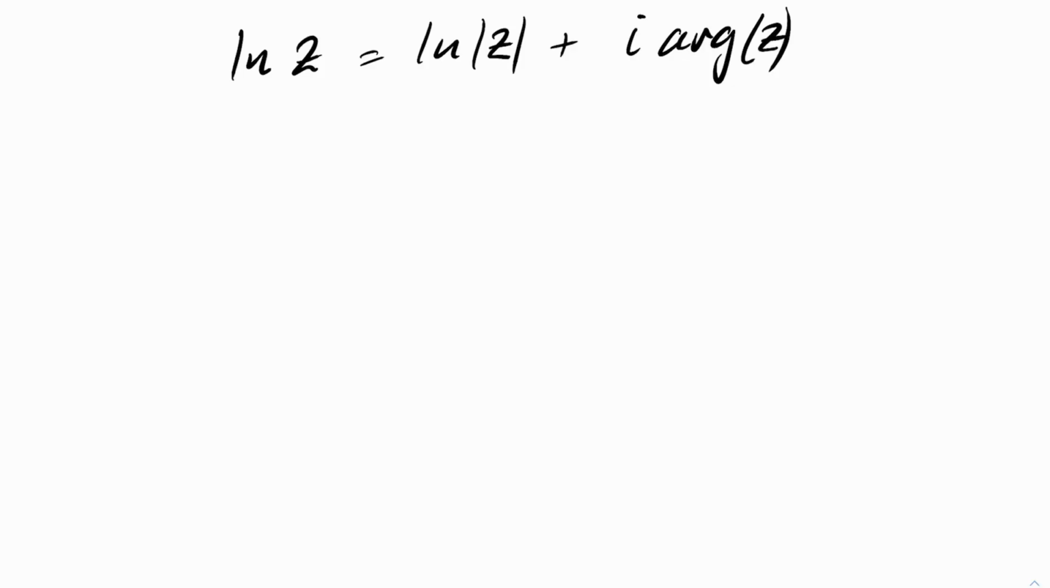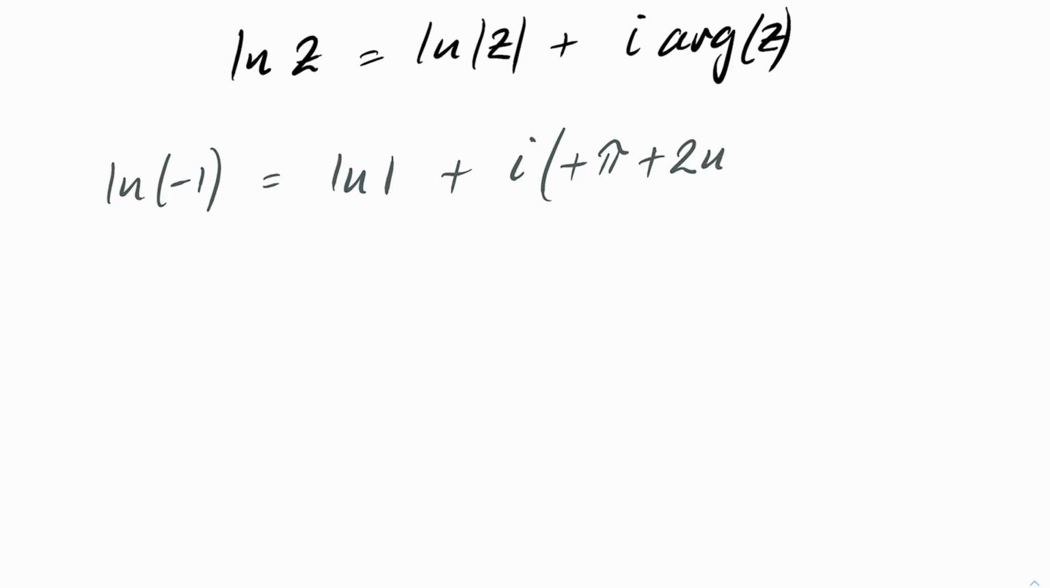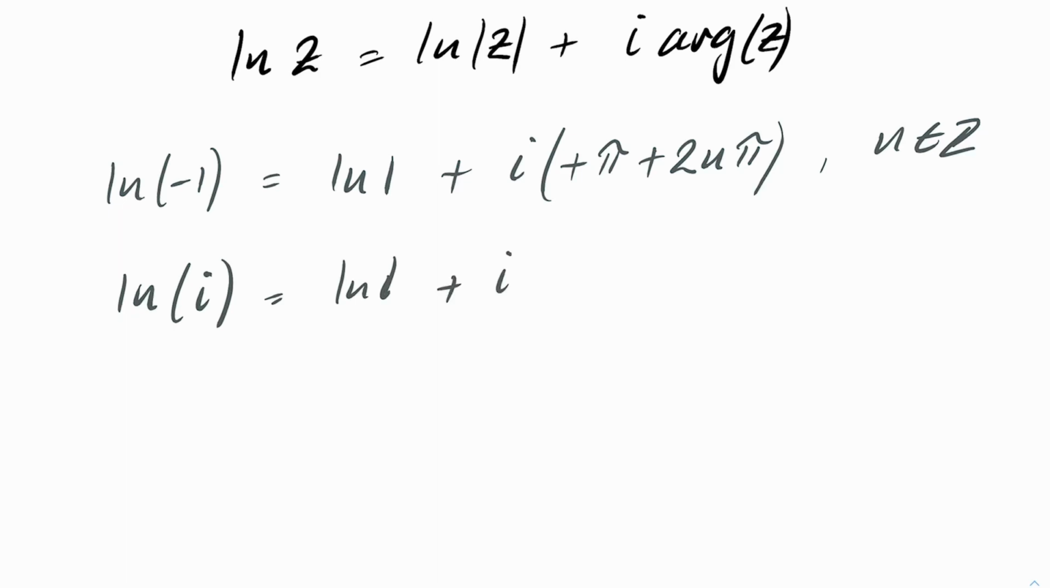We can now evaluate things like the logarithm of -1, which is just log of 1 plus I times the argument of -1, which is minus pi or plus pi, and we can add on integer multiples of 2n pi to that for n in Z. So it's purely a set of imaginary numbers in this case. Similarly, the log of I is also the log of 1, which is 0, plus I times, again, a set of points on the imaginary axis.